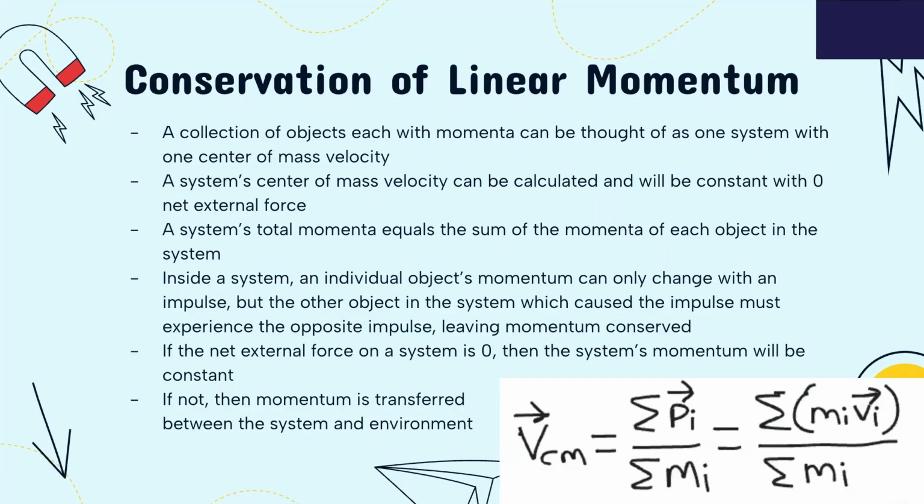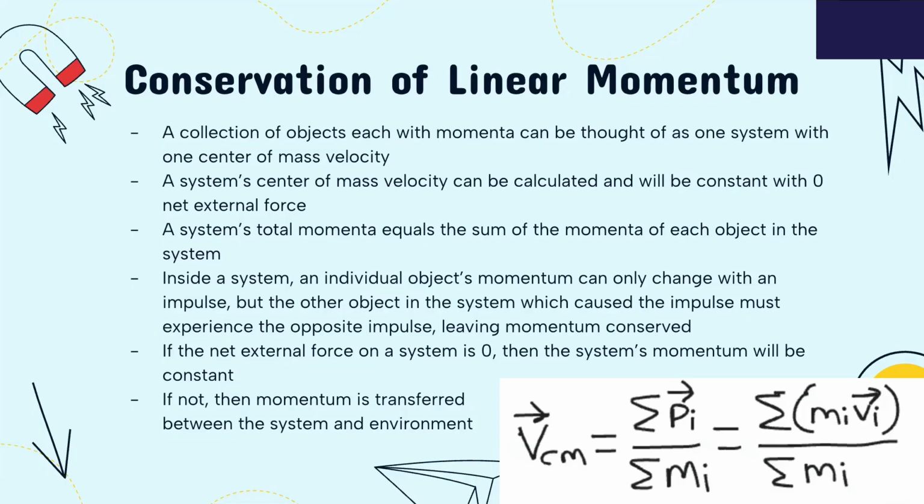Now we're going to go over conservation of linear momentum. A collection of objects, we can think of as one system with one center of mass velocity. A system's center of mass velocity can be calculated, and it'll be constant if there's zero net external force on the system. A system's total momentum equals the sum of the individual momenta of each object in the system. And momentum is a vector, so you have to keep that in account.